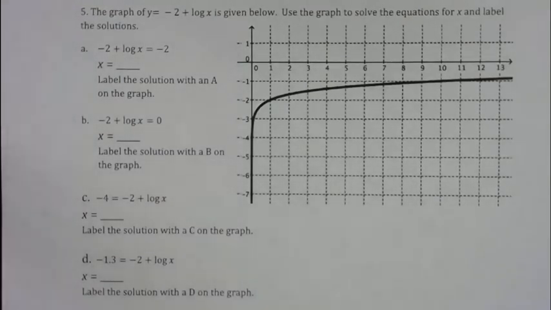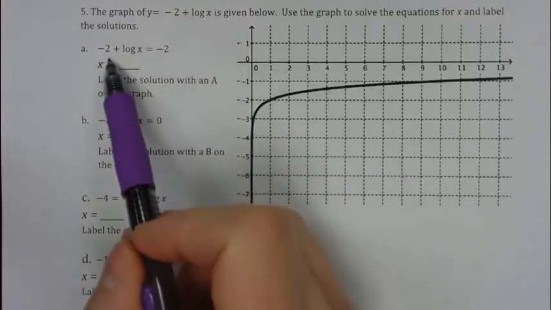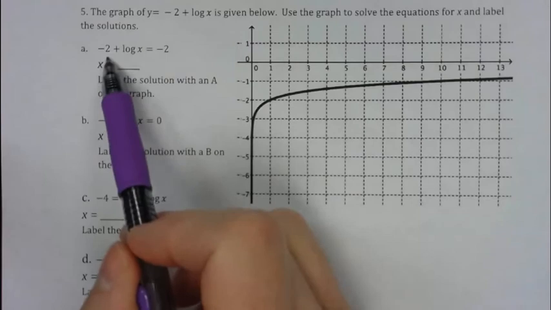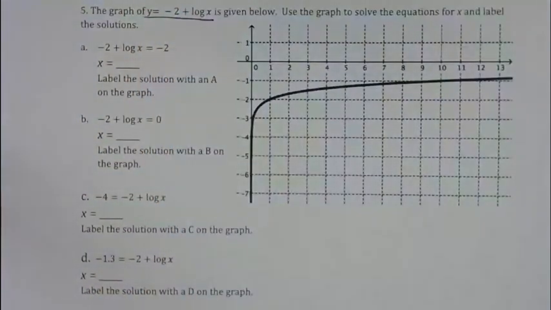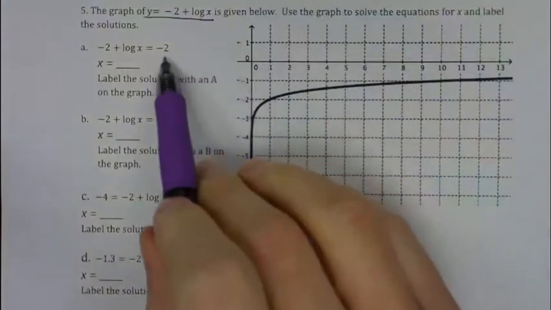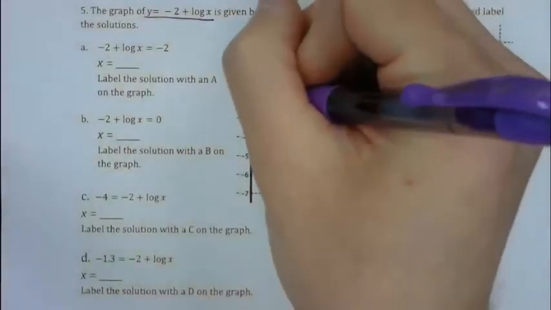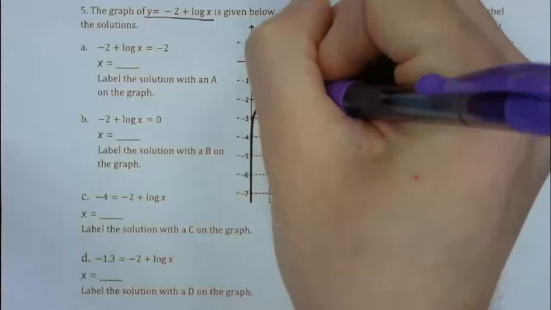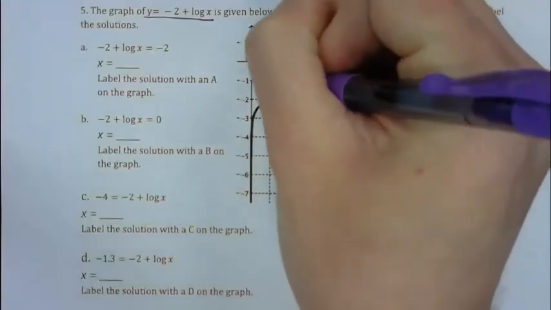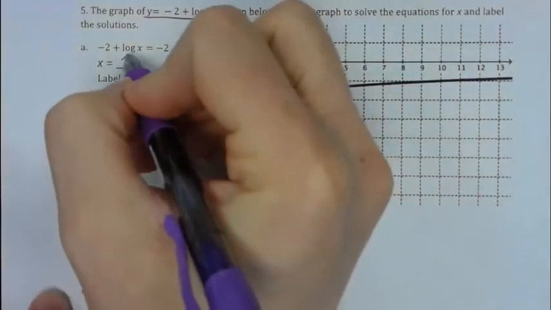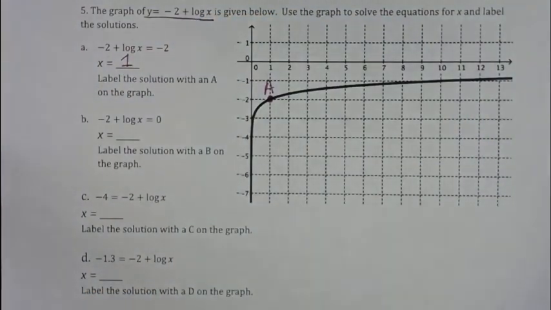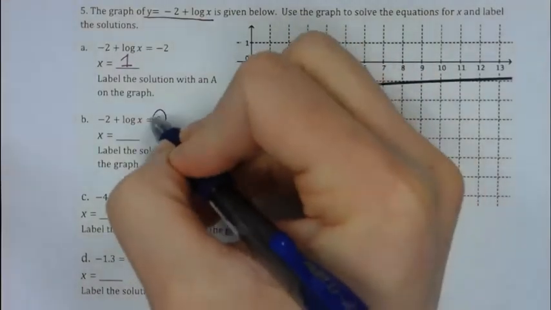For number A, our letter A, we have our function. So basically that's the vertical shift down 2, and we have our original function up here at the top. And we're looking for the y values. So when y is negative 2, that's right here. That is going to be A. So our x value is 1 when y is negative 2.